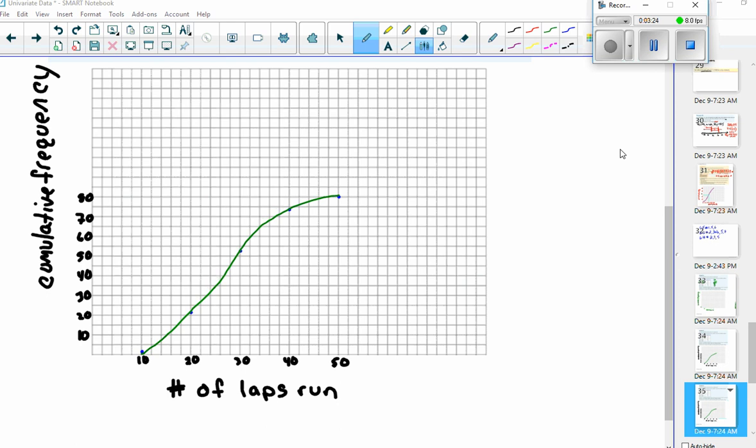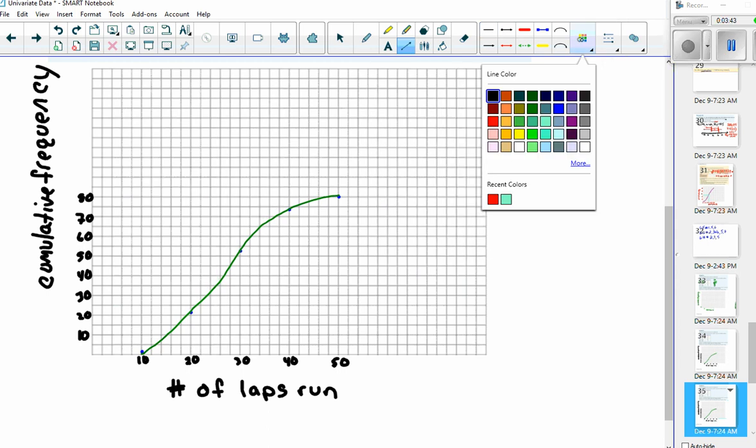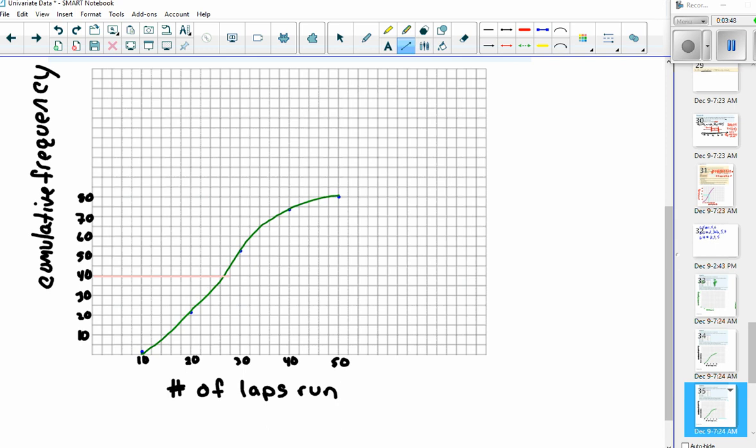So with this data, if I want to find the median, I know the median is half of my data. There were 80 different people that ran, so half of 80 is 40. So what I'm going to do is draw a horizontal line at 40, and I'm going to draw it until it hits my curve. And then I'm going to drop a line from there straight down so that we can see how many laps the median actually was, how many laps they actually ran.